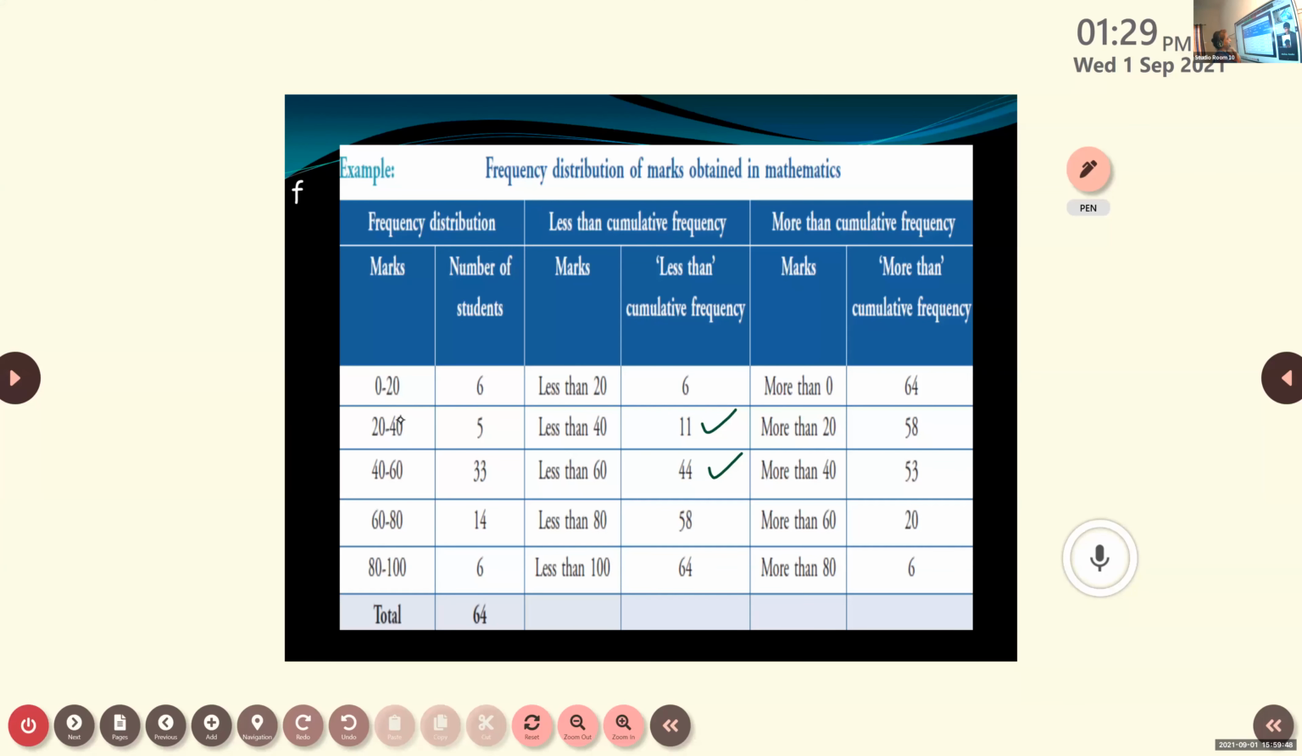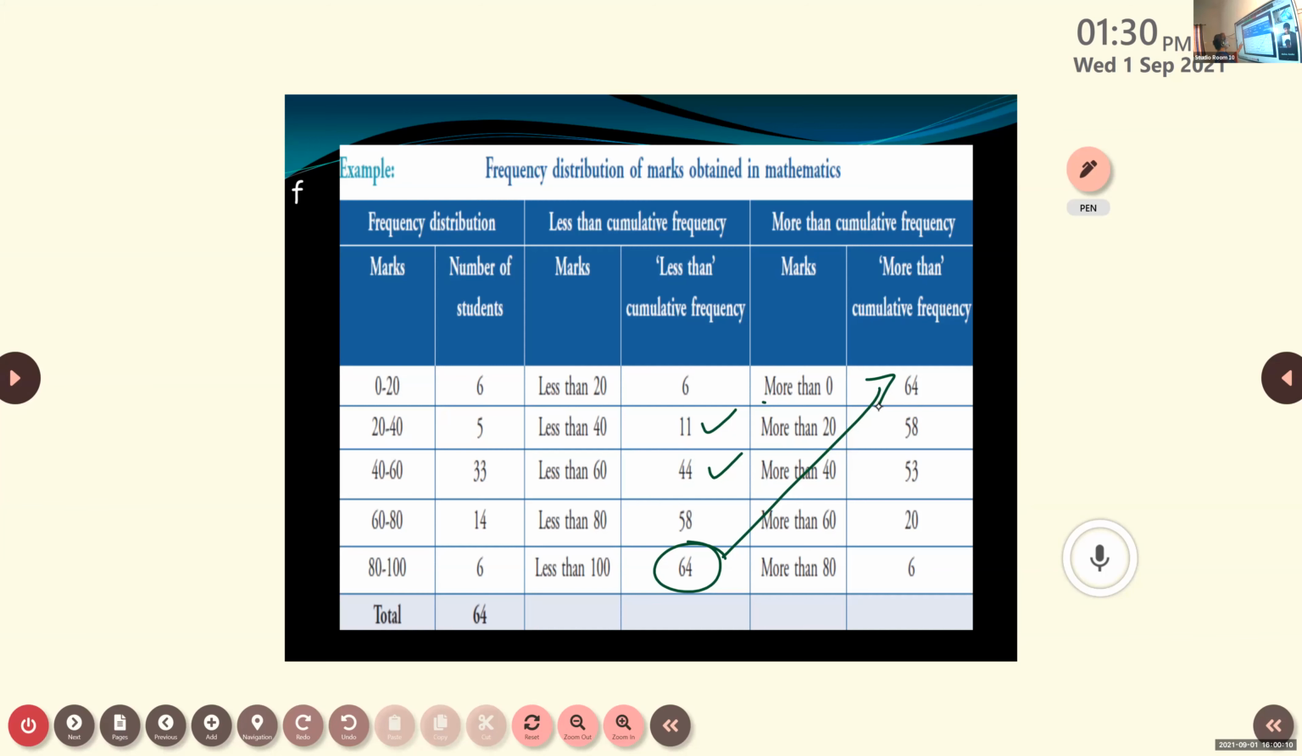Now the next one, more than 0. We are now taking the lower limit here. So lower limit in the sense, more than 0. You know how many are coming? More than 0, all the numbers will come. That is this one, we can see that the total can come here.